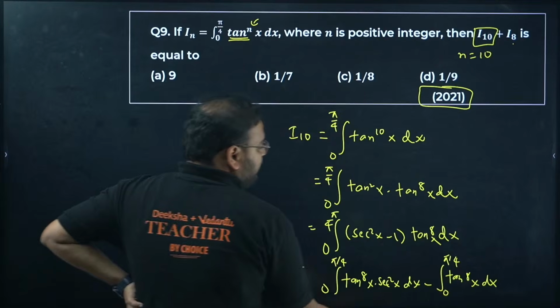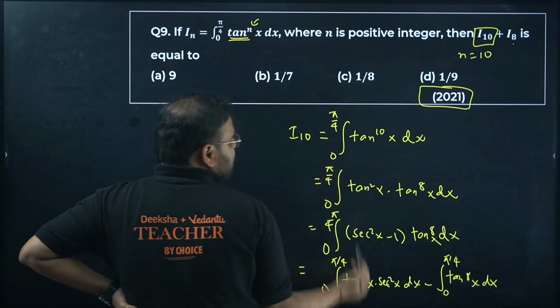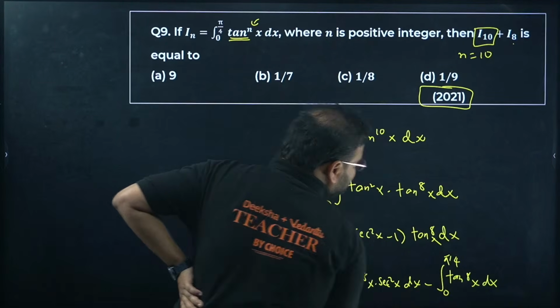Okay. Check carefully. If your I10 is 0 to pi by 4 tan power 10x, clearly 0 to pi by 4 tan power 8x will be what?